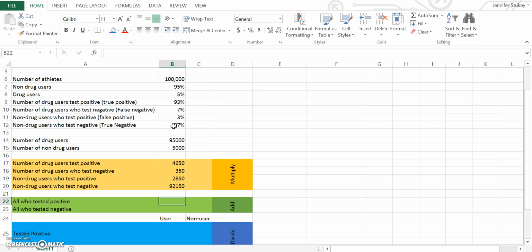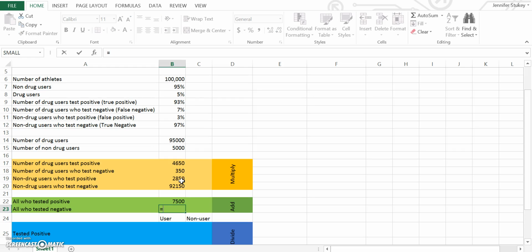Now, we're going to add. We're going to add all who tested positive. So that's your 4,650 plus your 2,850. Okay? So you're adding the number of drug users who tested positive and the number of non-drug users who tested positive.